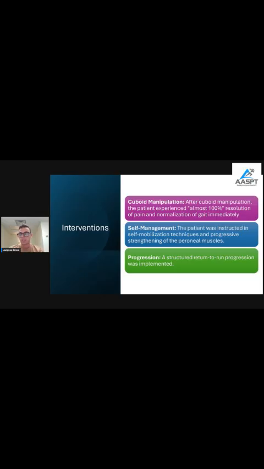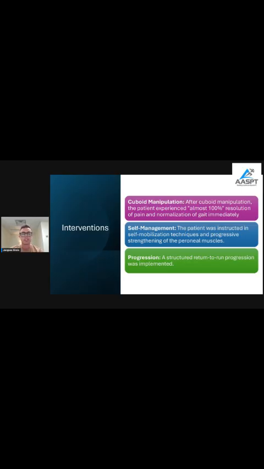So interventions for this were actually pretty cool to see. This patient received a cuboid manipulation at their first visit and experienced almost 100% resolution in their symptoms immediately. They were able to normalize their gait, tolerate weight bearing without that 7 out of 10 pain, and return to running, just off of one cuboid manipulation.